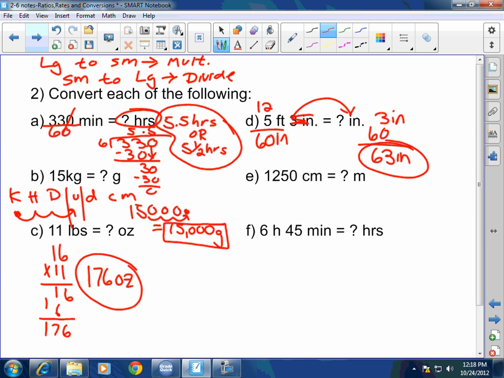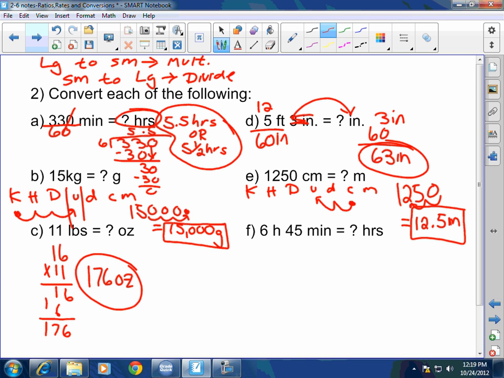1,250 centimeters to meters. Again, like clockwork. King, Henry, died, unit, drinking, chocolate, milk. Where am I starting? Centi. Where am I ending? Unit. So I'm going 1, 2 to the left. So I have 1,250 and I go 1, 2 to the left. I make it pretty. That's 12.5 meters. Is everyone with me so far?